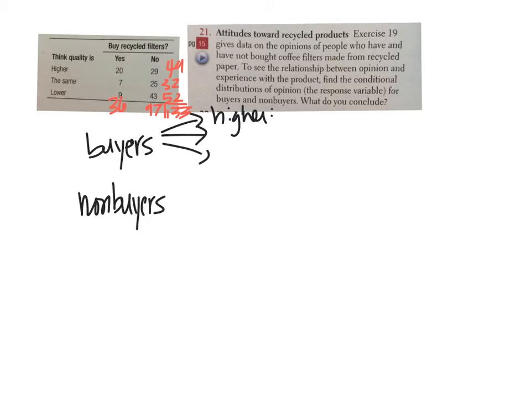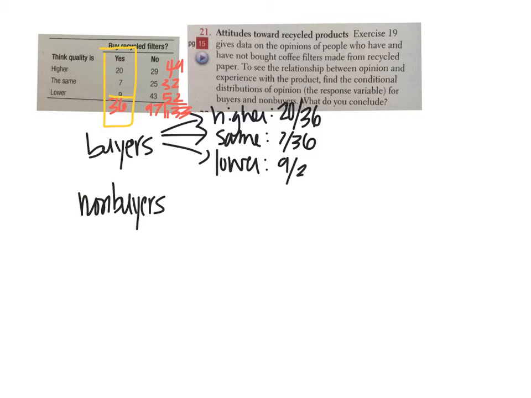Notice the yes and the no go for if they buy or if they don't. So the ones who think the quality is higher out of the buyers is going to be 20 out of 36. Since this is a conditional distribution, I'm looking just at this column right here, out of 36. So for higher, I have 20 out of 36. For same, I have 7 out of 36. And for lower, 9 out of 36.